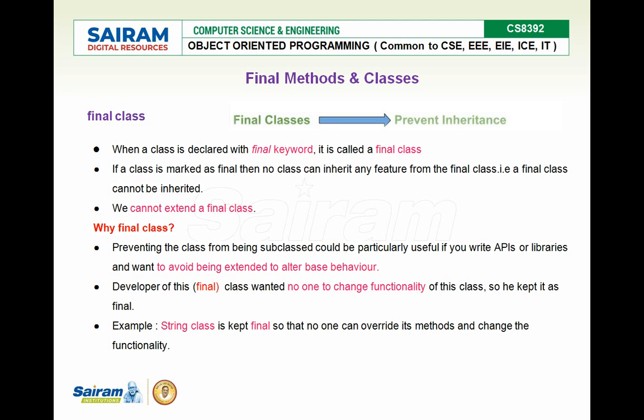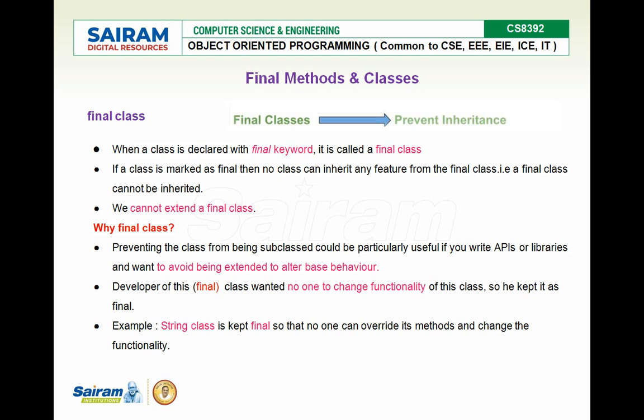Next is the final class. What I said: if you put a class as final, it is never inherited. You cannot inherit the final class, or else it prevents inheritance. When a class is declared with the final keyword, it is called a final class. If a class is marked as final, no class can inherit any feature from it, which means we cannot extend the final class.